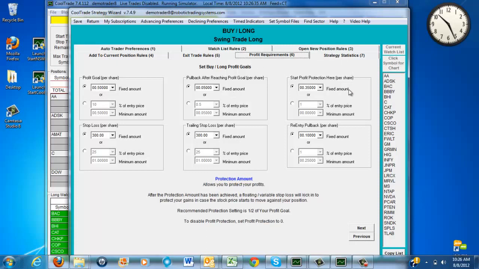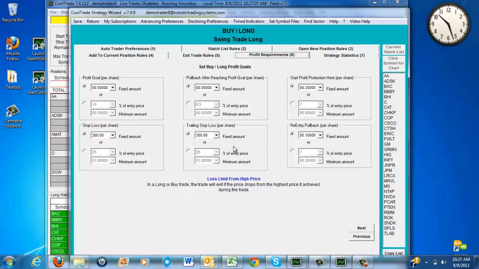We also have another feature that we're using here, which is called profit protection. This is a floating variable stop loss that will engage once we reach 35 cents. So what that means is once we are positive 35 cents, the robotic trader will put a P next to the symbol, and it will continue to ride that position up until it pulls back. If it reverses and heads the other way, it'll close out the position and take the profit.